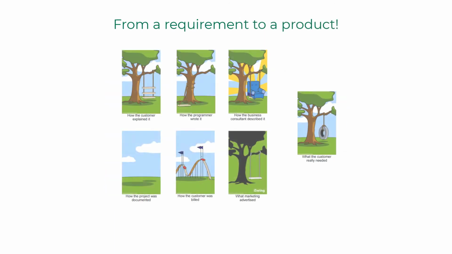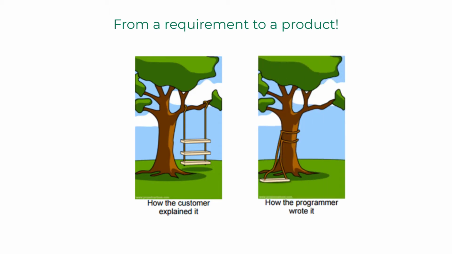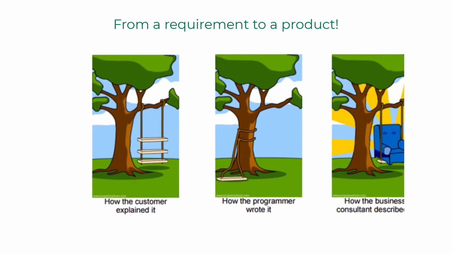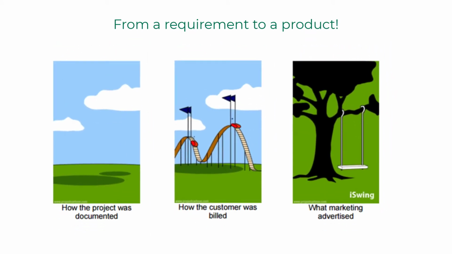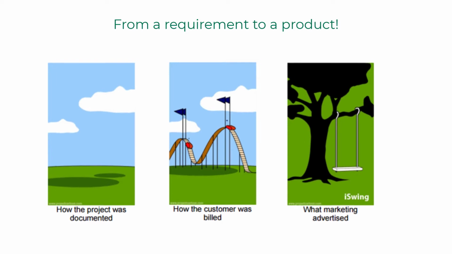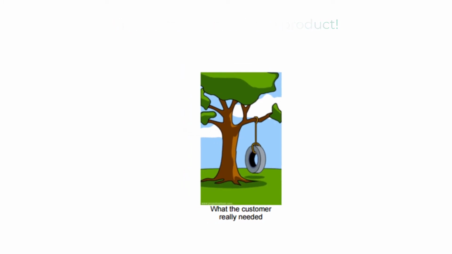I'd like to share an abridged version of a popular joke in software engineering community. The first phase of software development is gathering the requirements from a customer. Let's say this is what you as a programmer interpreted the customer's requirements. You write the code and let the business team describe it to the customer. Then you create documentation, bill the customer, and do the much needed marketing. But it actually turns out this is what the customer really needed.